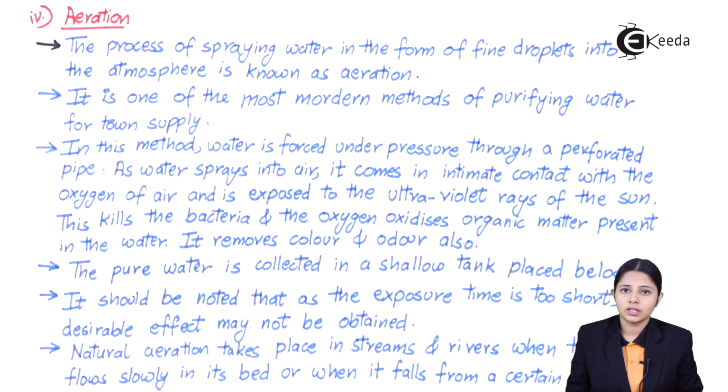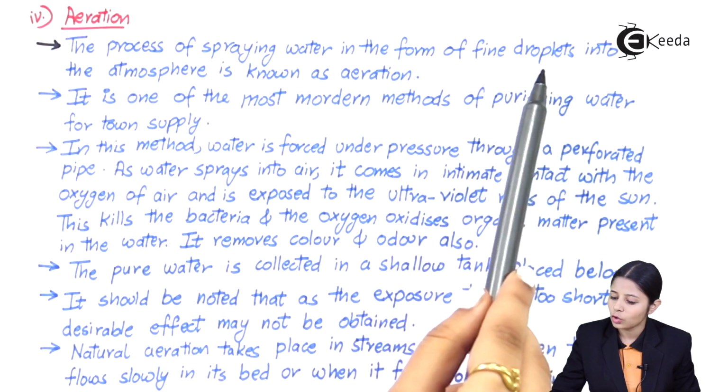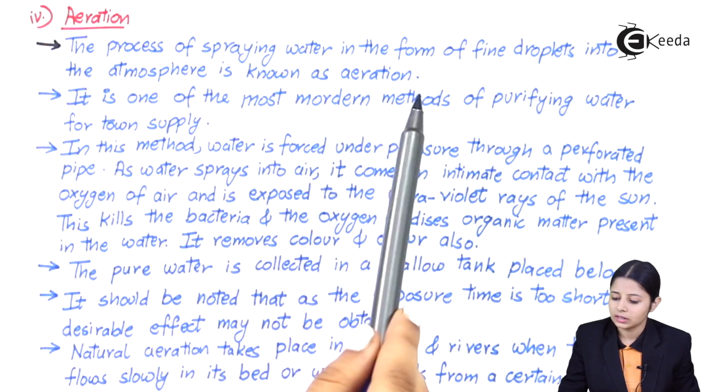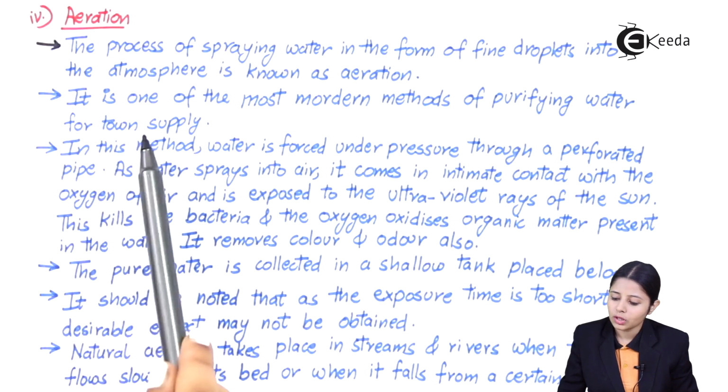The next method of sterilization is aeration. The process of spraying water in the form of fine droplets into the atmosphere is known as aeration. It is one of the most modern methods of purification of water for town supply.